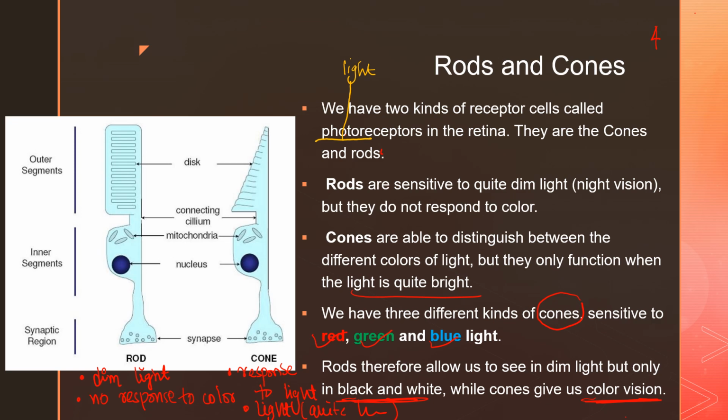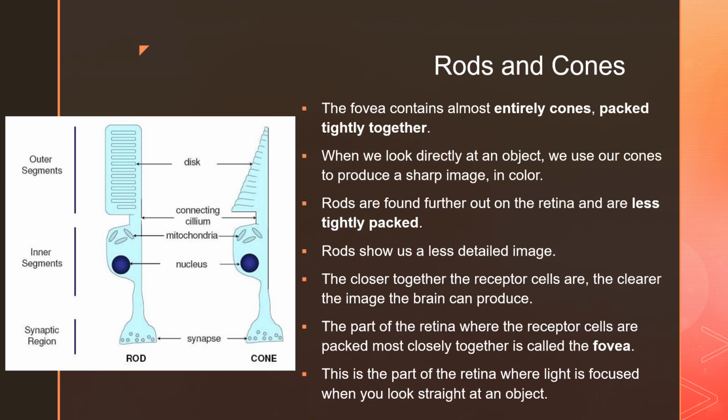So I think you should be able to do it. Just state these points. Then the fovea contains almost entirely cones packed tightly together. Let's draw. So we have our retina like this. Not accurate, but why not? So this part is called the fovea. Now the fovea has almost all the cones packed tightly together.